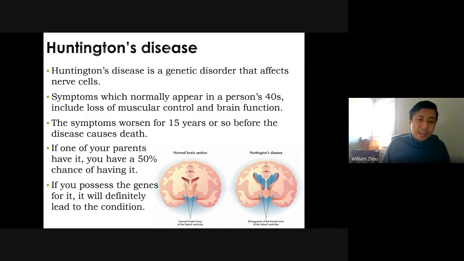Also, if you have the genes for Huntington's, then you will definitely get the condition. It's not like a probability. It's not that if you have the genes, you might get lucky. No. If you have the genes for Huntington's, you will 100% get the disease. So if your parents don't have it, congratulations, you won't have it. So that's a really serious condition. It's genetic as well.